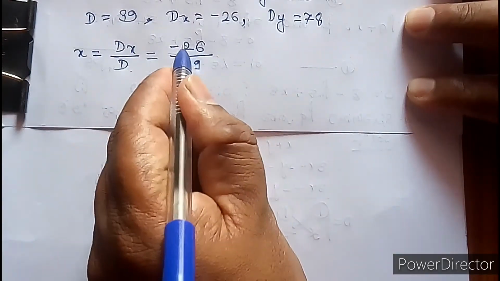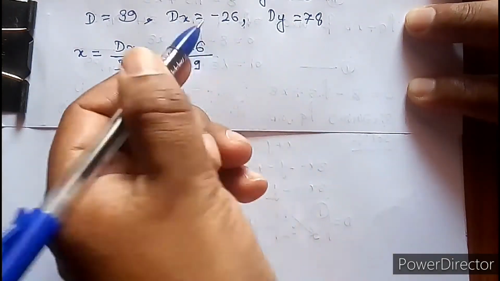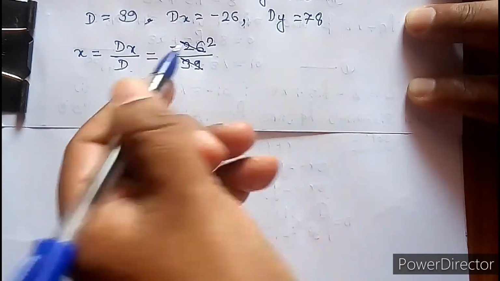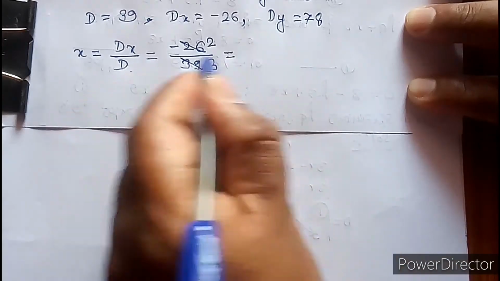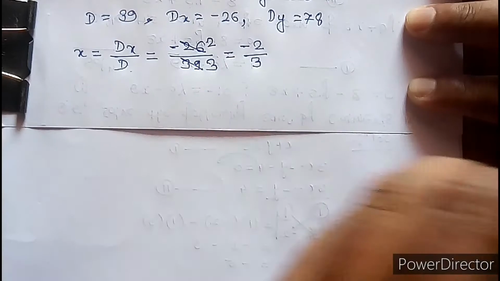Now 26 and 39 both are multiples of 13, so 26 will be cancelled by 13 2 times, and 39 will be cancelled by 13 3 times. Now we get the answer, that is minus of 2 divided by 3. This is the value of x.